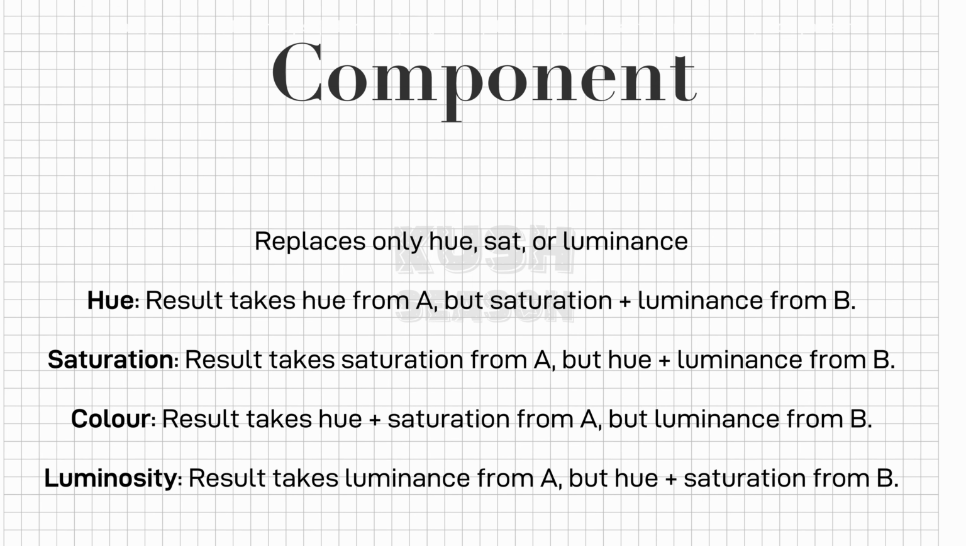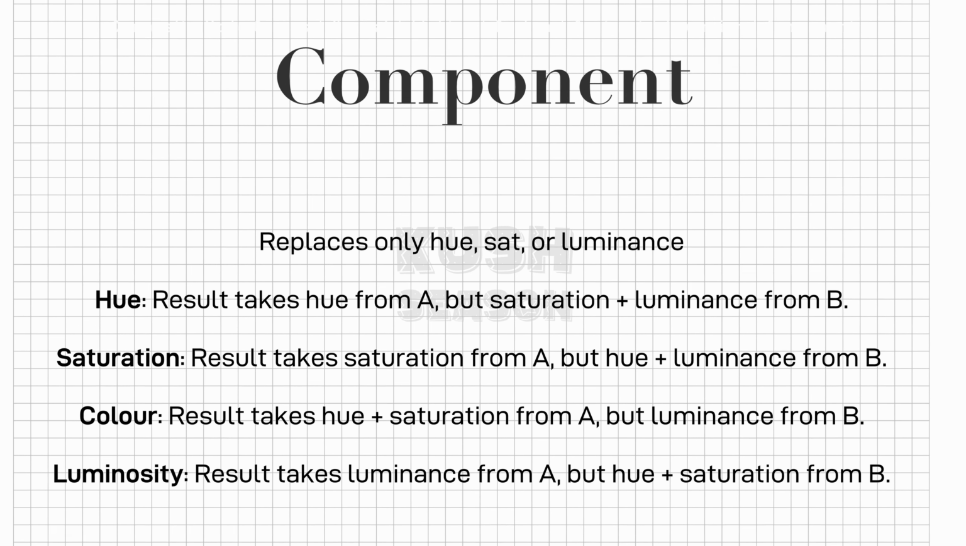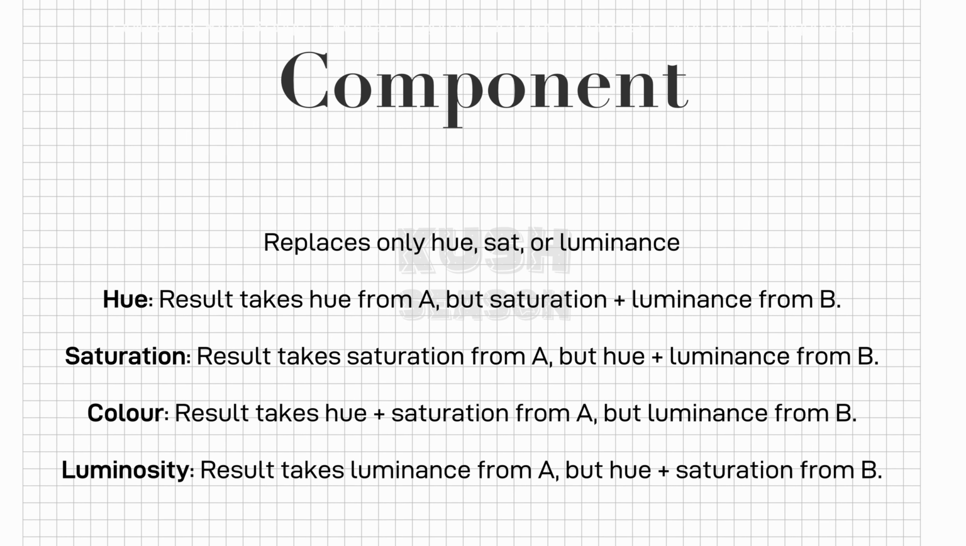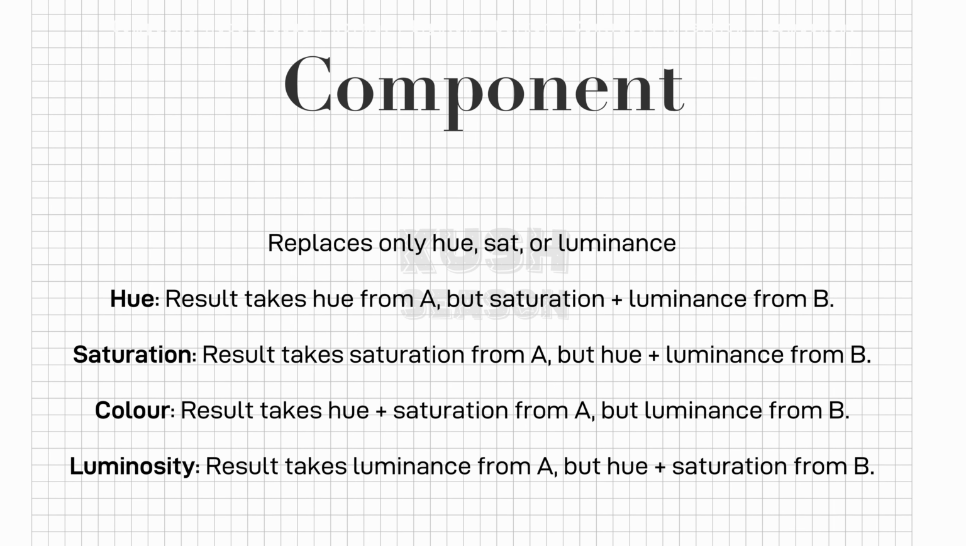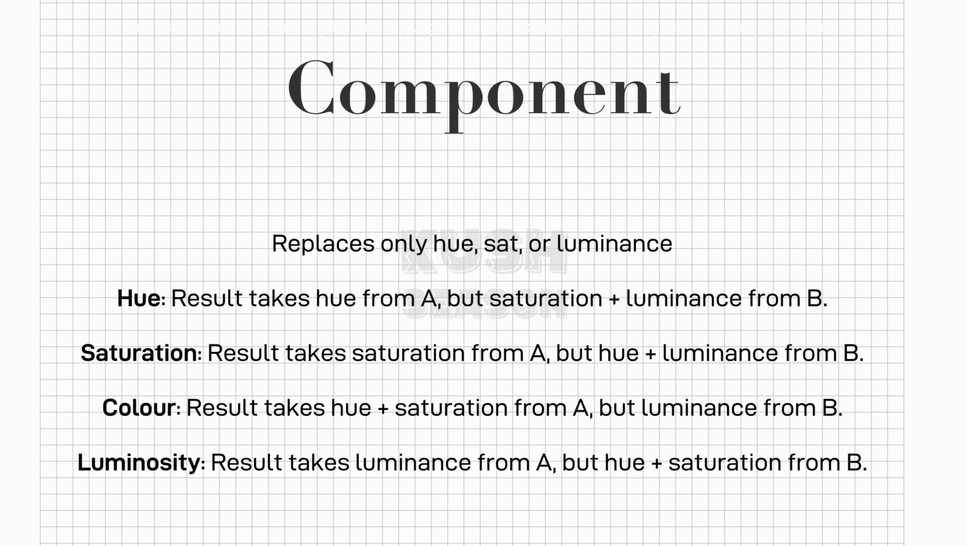And last but not least, we have the component blend group. Component blending is, I think, the simplest and most basic to understand, in that it doesn't require any fancy math to get behind it. Basically it only affects the hue, saturation, and the luminance value of your image. And so within the component group we have 4 modes. We have hue, saturation, color, and luminosity.